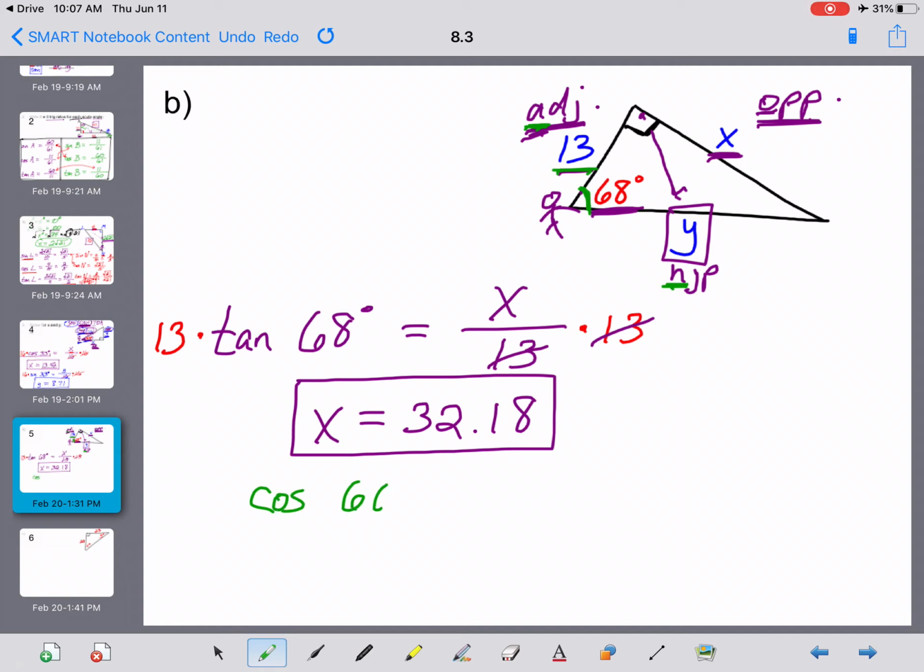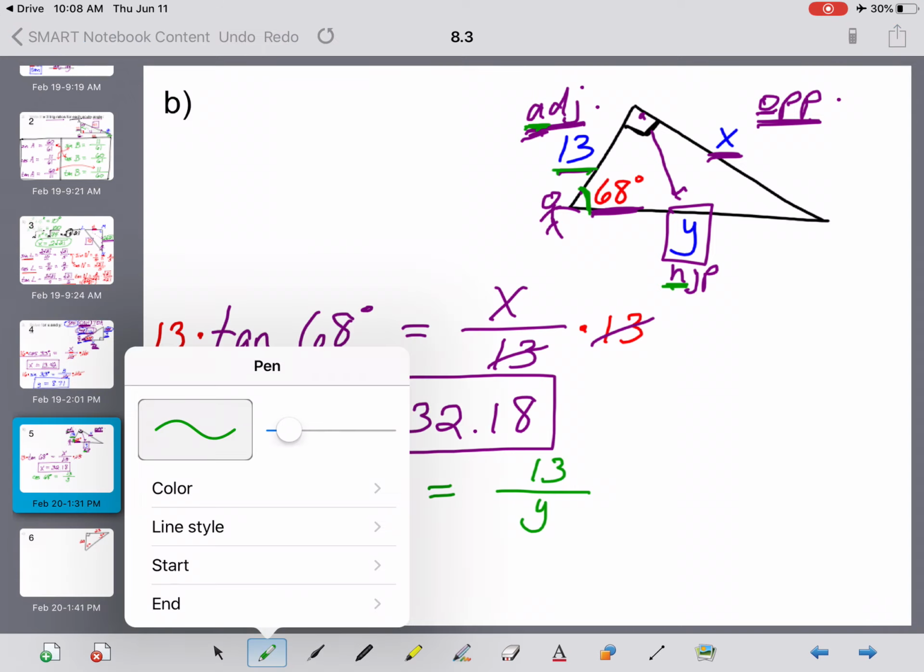So cosine of a 68-degree angle is equal to, and this ratio now is interesting. Cosine is adjacent leg over hypotenuse. So from the 68, your adjacent leg has a length of 13, and your hypotenuse has a length of y. Now this might not look different, but it really is compared to the last three that we've done. For the first time, we've set up a trigonometric ratio, and the variable is located on the bottom of that fraction. That hasn't happened yet.